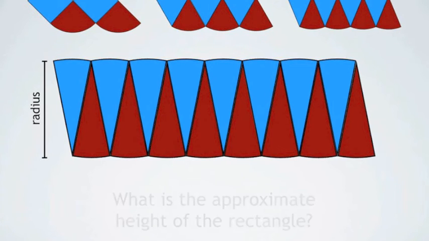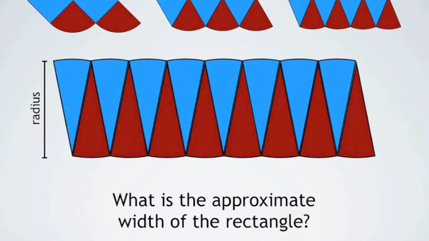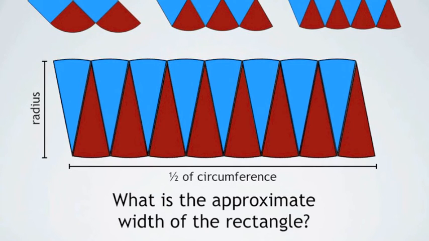The other thing we need is the width. What is the approximate width? Well, you can see on the bottom, all of the edges of the red piece are there. So if we add all those together, we would get half of the distance around the circle, because the other half is at the top with the blue pieces. Therefore, the width is approximately half of the circumference, or actually exactly half of the circumference.